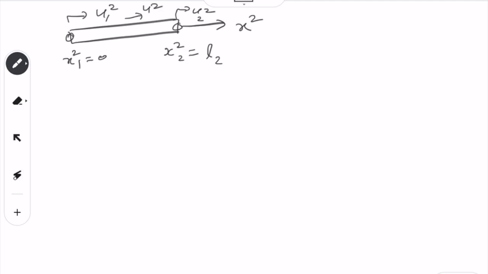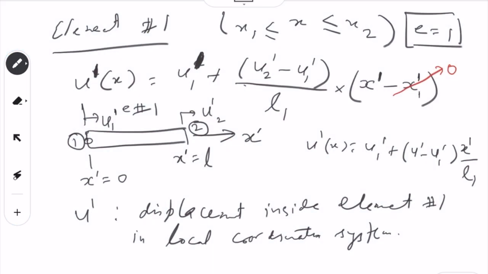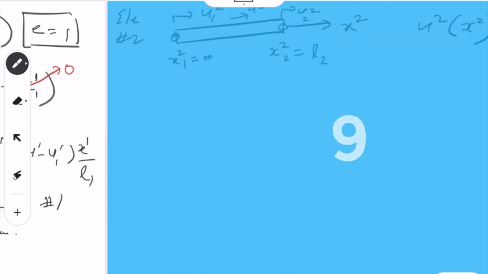u2, which will be a function of x2. Okay. So, this is not a square, this is to denote that these are related to element number 2. So, this is element number 2.